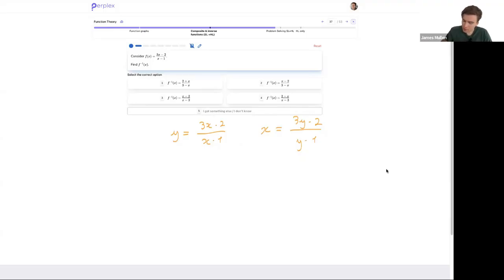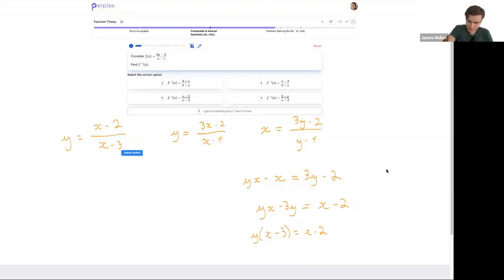I multiply both sides by y minus 1, and I get yx minus x is equal to 3y minus 2. That means that if I bring all the y's to one side, I get yx minus 3y is equal to x minus 2, which is the same as y times (x minus 3) is equal to x minus 2, which means that the answer is (x minus 2) over (x minus 3). That's f negative 1 of x. And that is option number 3.